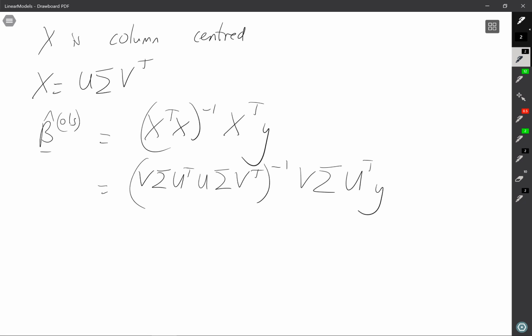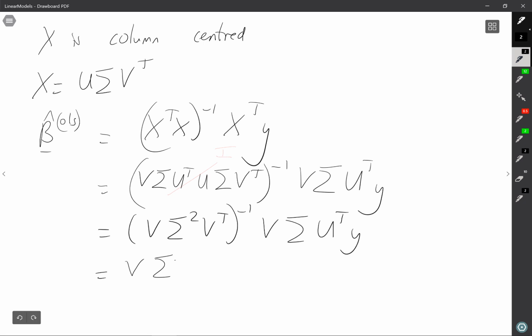So U transposed U here is just the identity, by definition, as U is a partially orthogonal matrix. So we get V sigma squared V transposed inverse, V sigma U transposed Y. Well, we know how to take the inverse of a matrix like this. We just take the inverse of the diagonal elements in sigma squared. So this is V sigma minus 2 V transposed times V sigma U transposed Y.